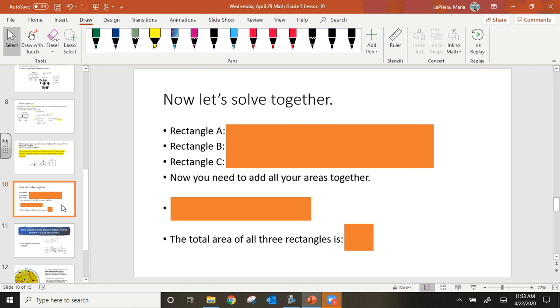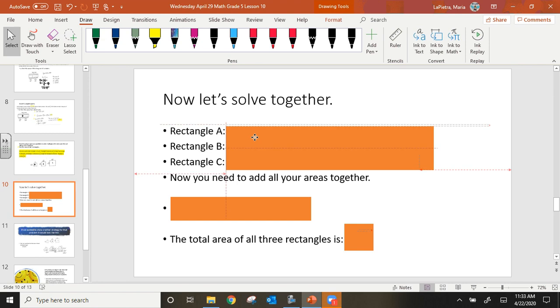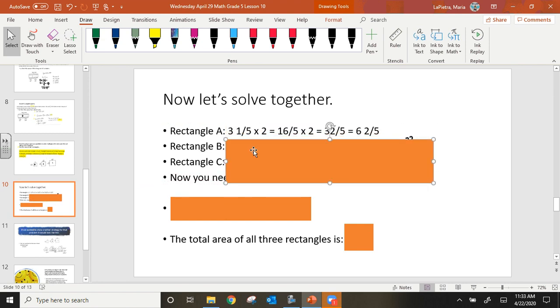Okay, so let's solve this together. The first one, A, 3 1/5 times 2. Again, boys and girls, this is going back over changing mixed numbers into improper fractions. 3 1/5 would be 16 over 5 times 2. You would get 32 over 5, and then you would divide that out and get 6 2/5.